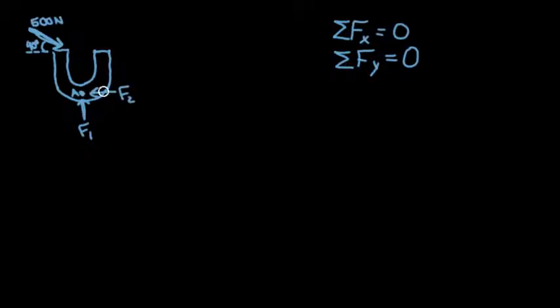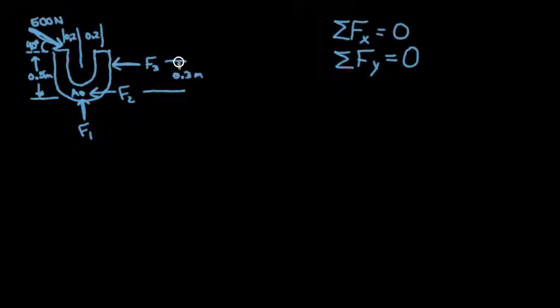These are technically called reaction forces. And let's say we have an unknown force here called F3. We'll say this distance is 1/2 meter. We got 0.2 meters here, 0.2 meters here, and 0.3 meters here. And the best part is everything is perfectly drawn.